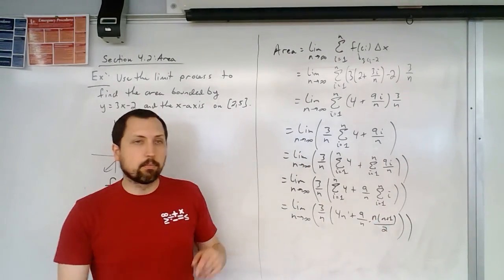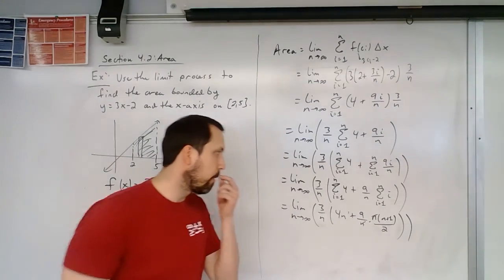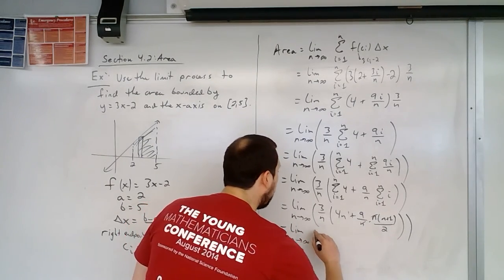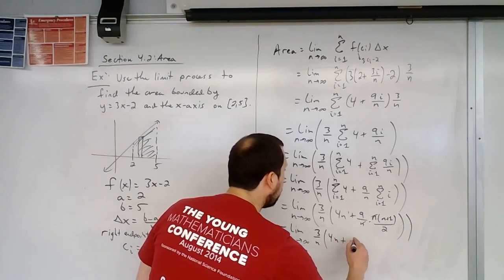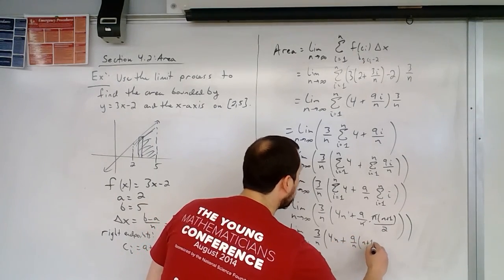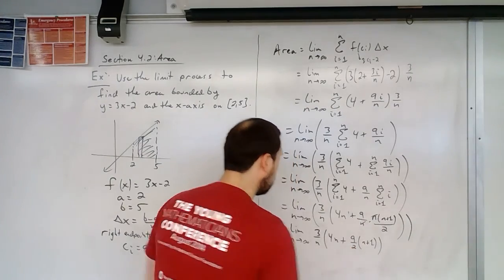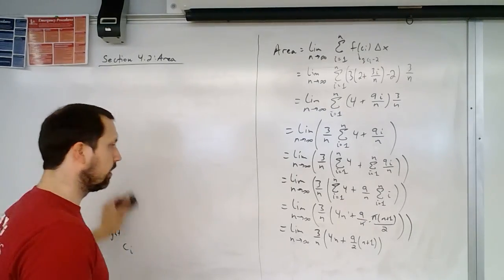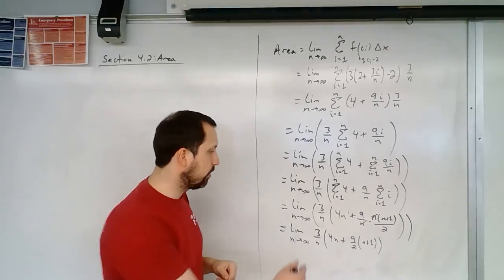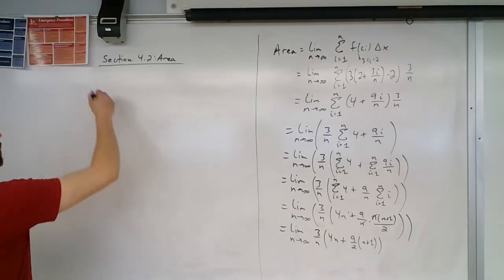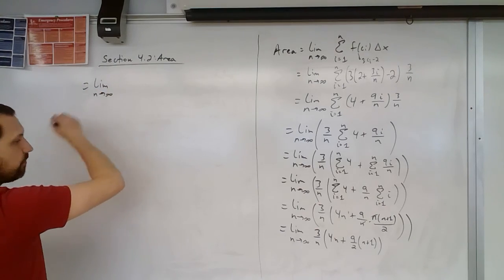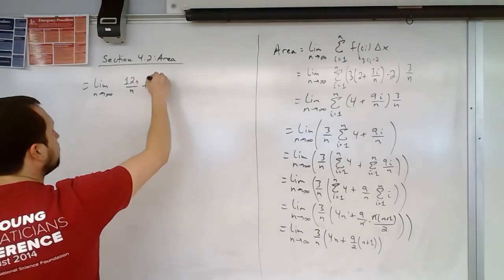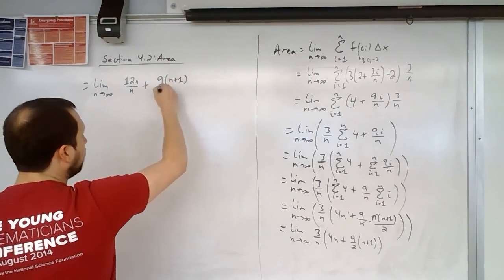And now we can start to simplify some things. So I can cancel out this n with this n. So what I have here is the limit as n tends to infinity of 3 over n, I have 4n plus 9 halves times n plus 1. Then I can distribute this 3 over n inside there. So I have the limit as n tends to infinity of 12n over n plus 9 times n plus 1 divided by 2n.